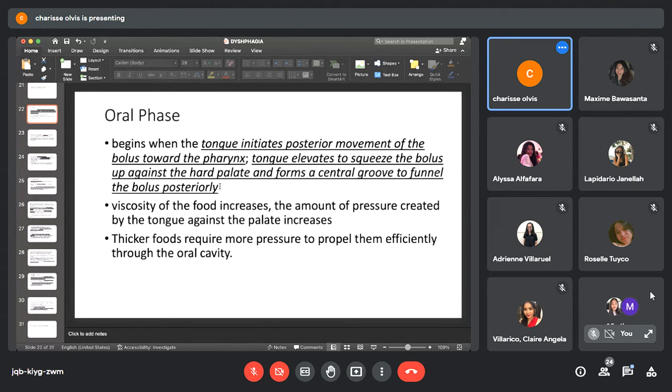posteriorly. And the same as with the oral preparatory phase, the viscosity of the food increases. If the viscosity of the food increases, the amount of pressure created by the tongue against the palate increases. Thicker foods require more pressure to propel them efficiently through the oral cavity.